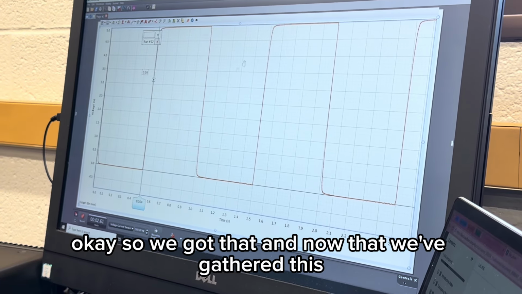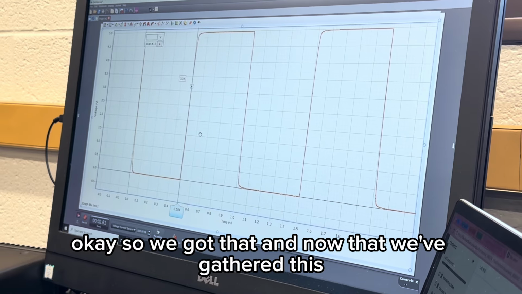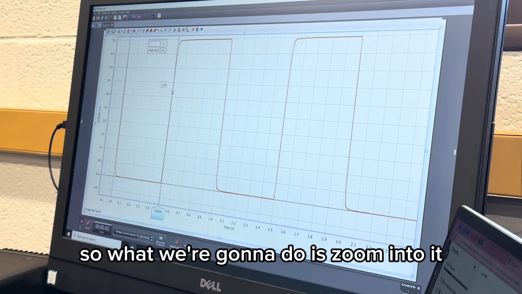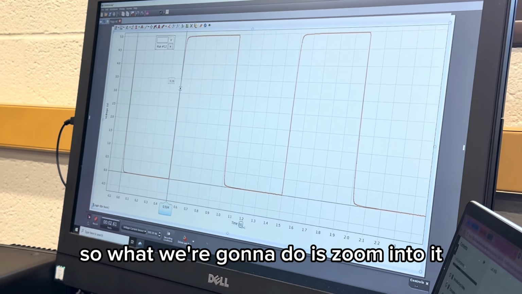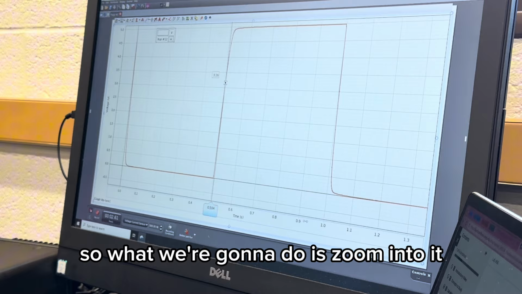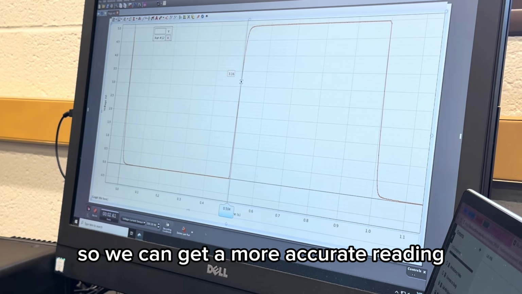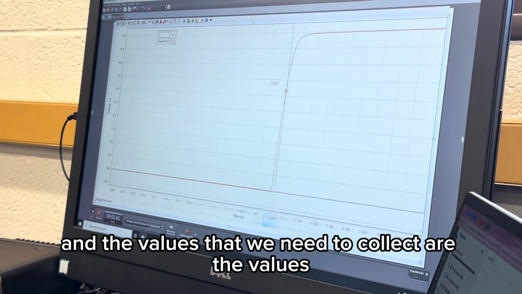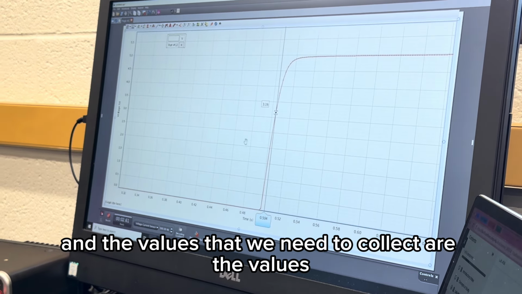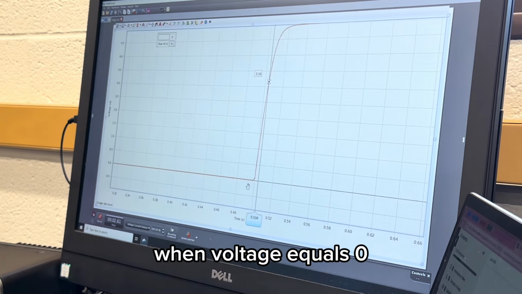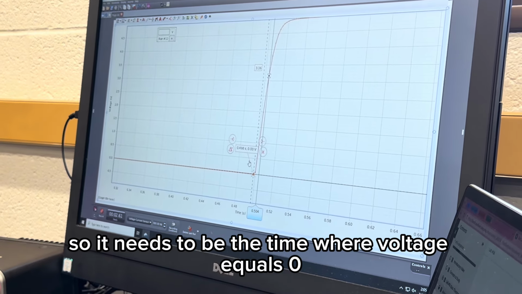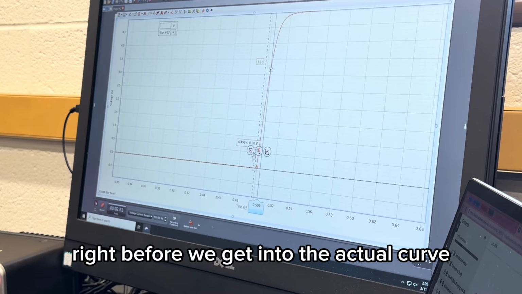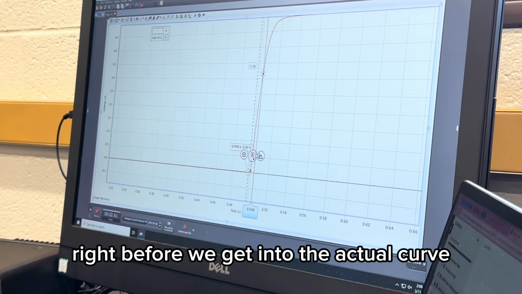Okay, so we got that, and now that we've gathered this, we're only really interested in one of these humps. So what we're going to do is zoom into it so we can get a more accurate reading. And the values that we need to collect are the values when voltage equals 0. So it needs to be the time where voltage equals 0, and it's supposed to be right before we get into the actual curve.